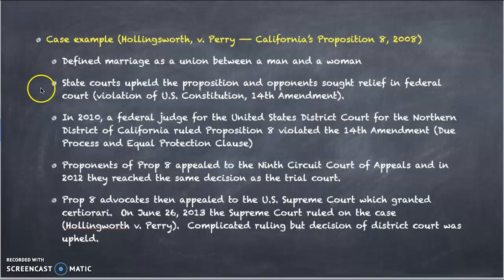But then, of course, when the Supreme Court ruled that the district court made the right decision, it basically nullified Proposition 8, and that's about the time the Supreme Court decided that same-sex marriage was constitutional and that states could not prevent those marriages because it violated the 14th Amendment. Okay, so that's an example of how a case might reach the Supreme Court. So as you're thinking about examples, think about something like that, okay?